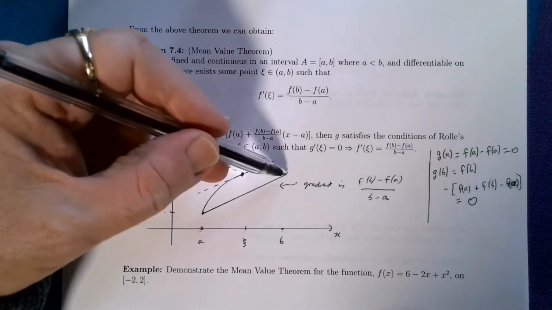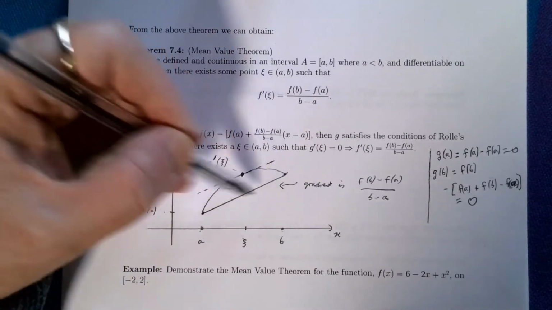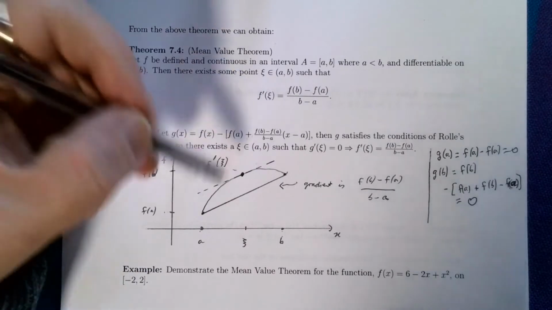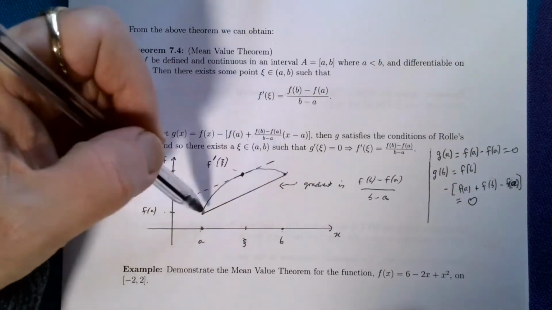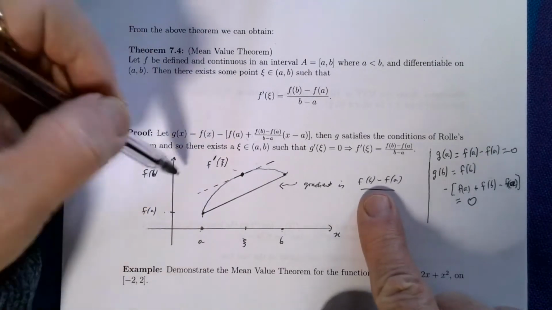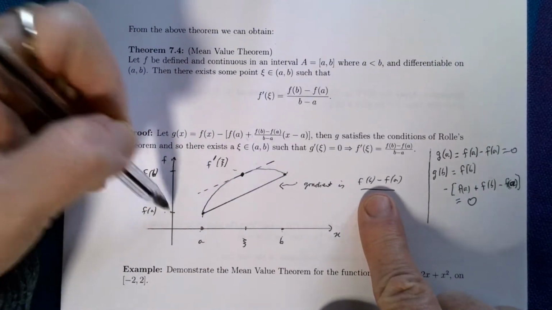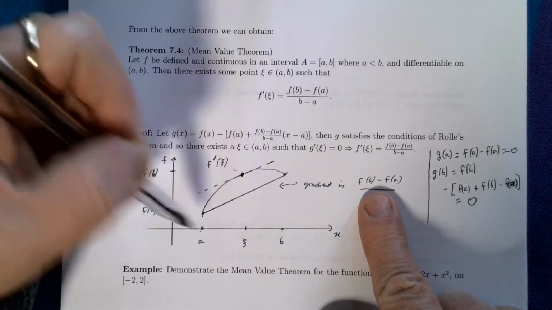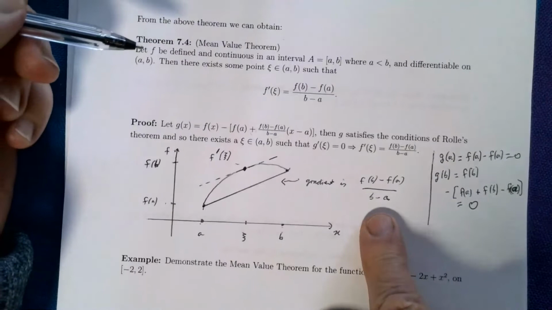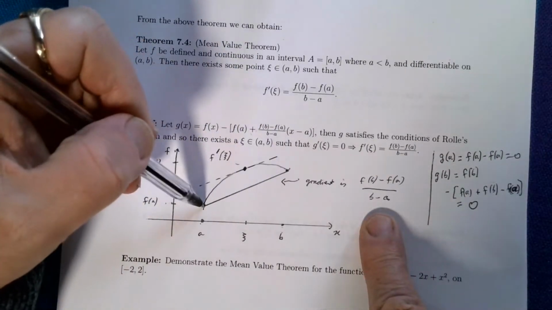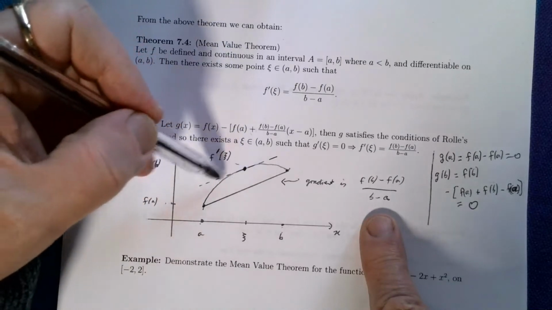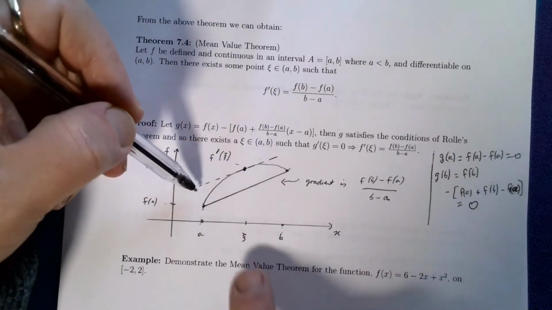Now, if the chord's becoming a tangent, if these are parallel to each other, then they have the same gradient. So we can work out the gradient of the chord. That's just the gradient of this line segment here. You take the difference in the y values, f of b minus f of a, over the difference in the x values, the rise over the run, and that gives you the gradient of the chord. And this chord is going to eventually become a tangent to the curve, to the function f, somewhere.